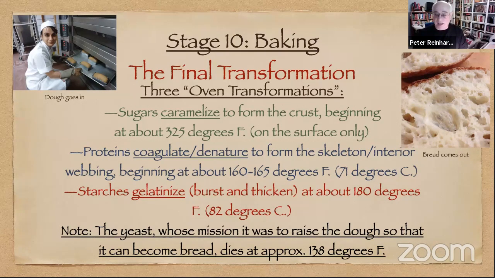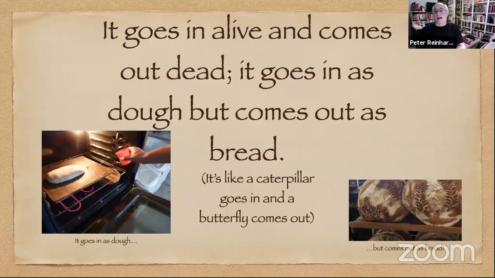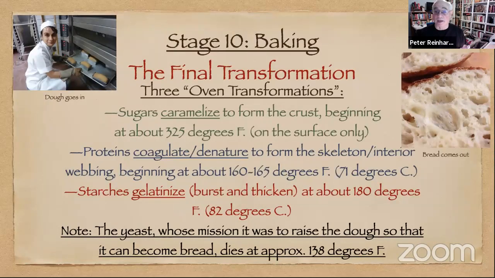And this is an important thing, and I think one of the factors in why bread has such an important place in many people's lives. In other words, it goes in alive and it comes out dead. It goes in as dough, but comes out as bread. I put it in a rhyme because that's how my students can remember it when I'm teaching this at Johnson & Wales. Another analogy, it's like a caterpillar goes in and a butterfly comes out. So that's three distinct transformations that we talked about.